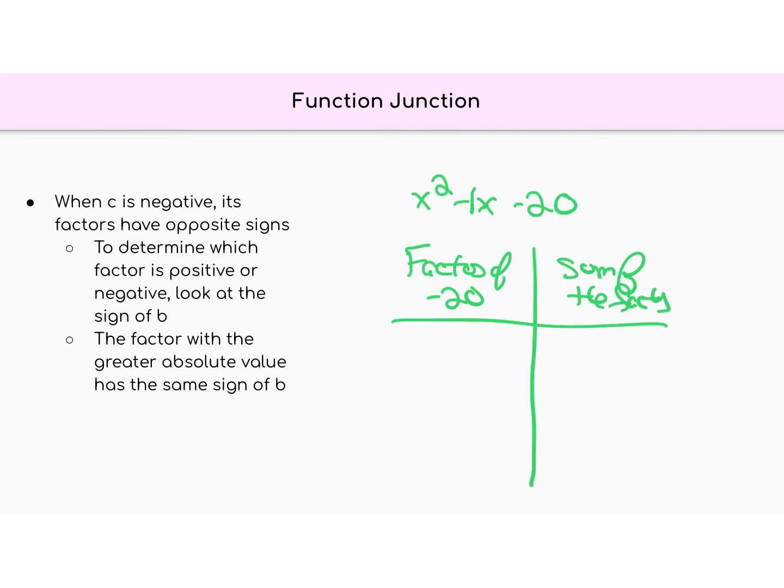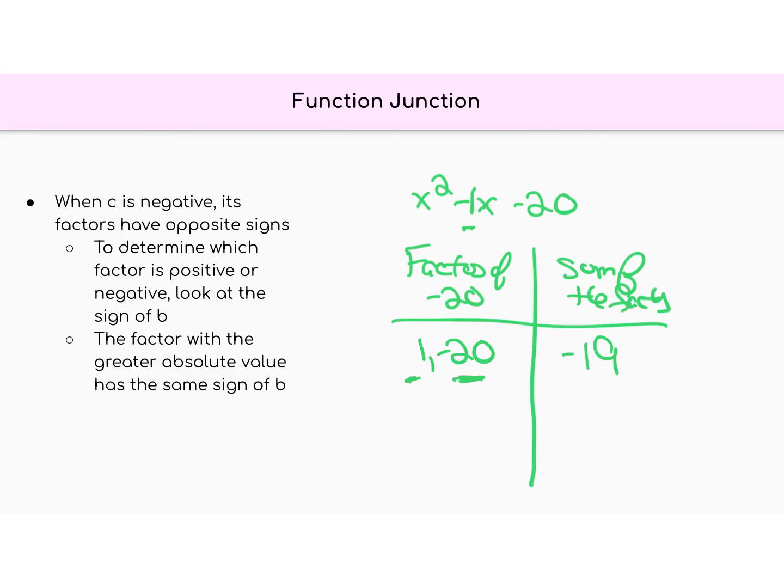Okay, so now here our c is negative. That means our factors are going to have opposite signs. We have to look at the sign of b, which in this case is negative. So the factor with the greater absolute value has the same sign as b. So now in this case, we want our factors to have more negatives than positives. So what are some factors of negative 20? So the first one I'm going to choose is 1 and negative 20. And see how I have more negatives than I do positives? That's because when I add them, it's going to give me a negative answer for b. So the sum of the factors would be negative 19.